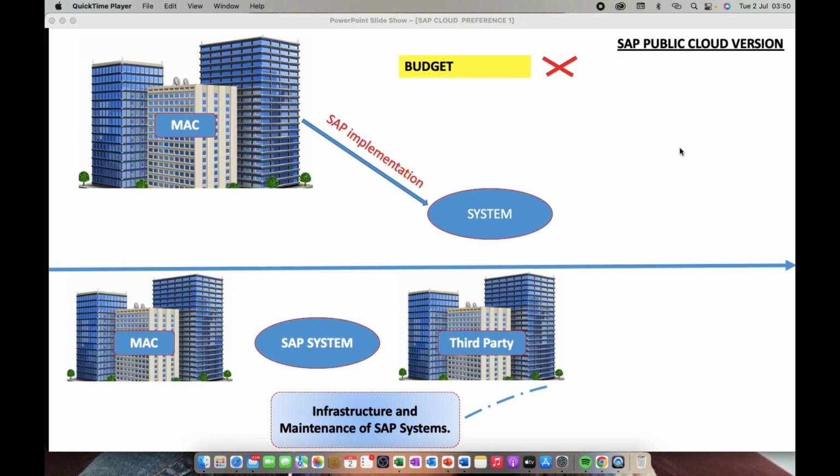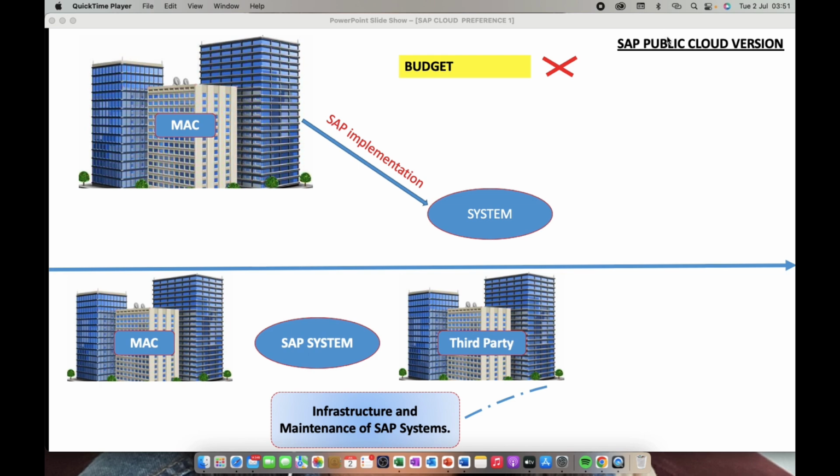Now, the SAP public cloud version just means that I need this SAP software in my company here, all right? But there's going to be some sort of a third party involved in the process. So this is Mac needing the SAP system, but there is a third party that will be involved in the process. And the question is, why do we need this third party?